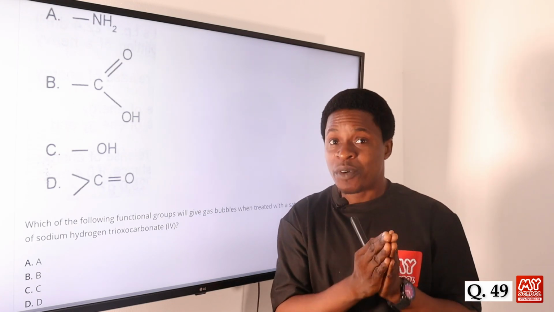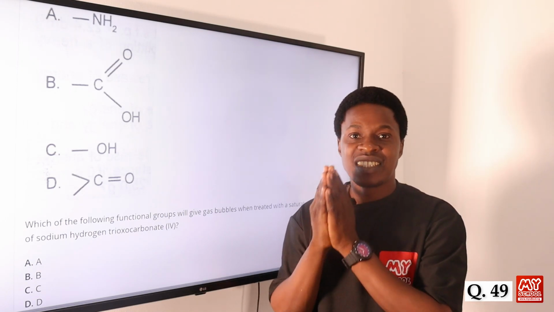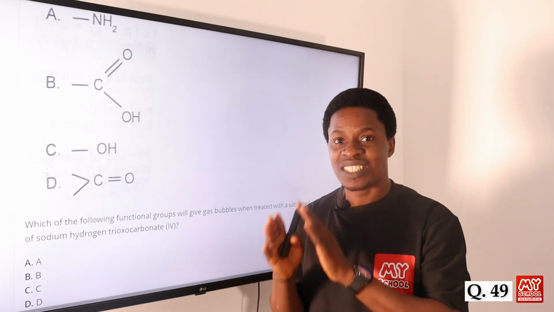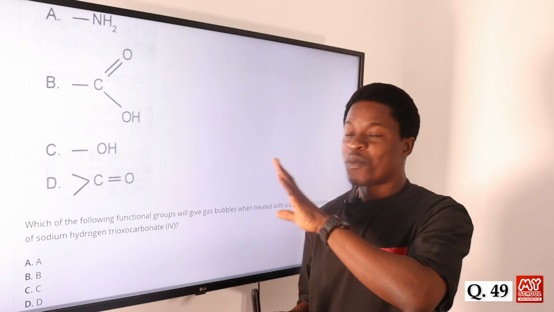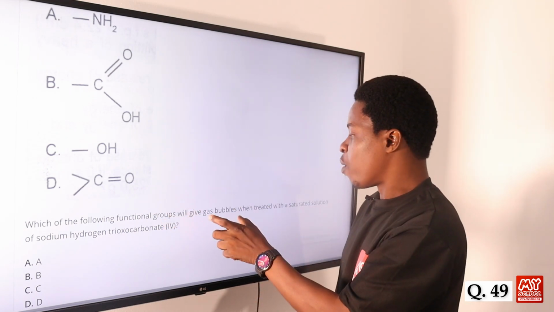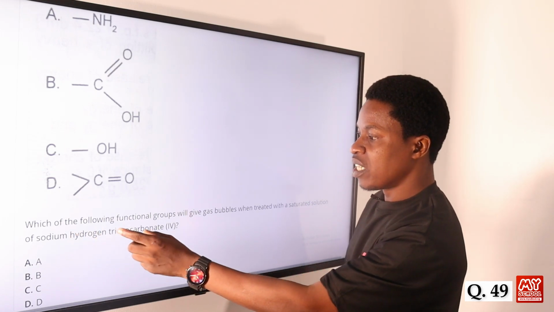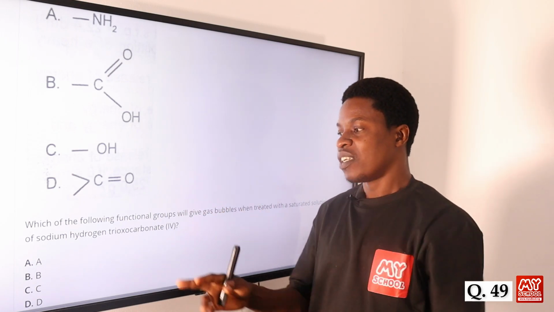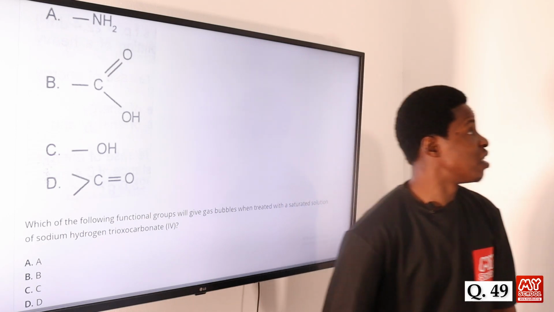So whenever a carbonate salt reacts with an acid, CO2 must be given off. It is just as sure as 1 + 1 is equal to 2. So with this reaction, we don't even need to waste much time, because we're told which of them will give gas bubbles when treated with a saturated solution of sodium hydrogen carbonate. So there's a carbonate here that will give gas bubbles. Of course, the gas given off from a carbonate is CO2. There's no doubt. Let's look at the board to see what we have.